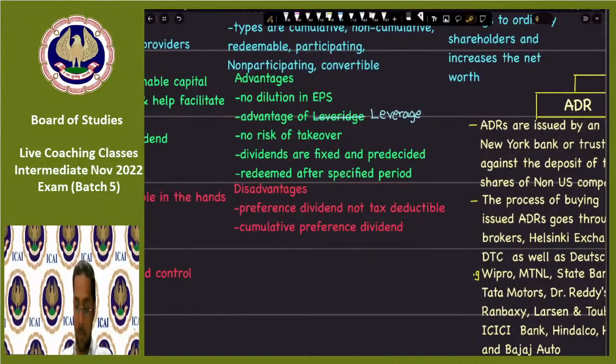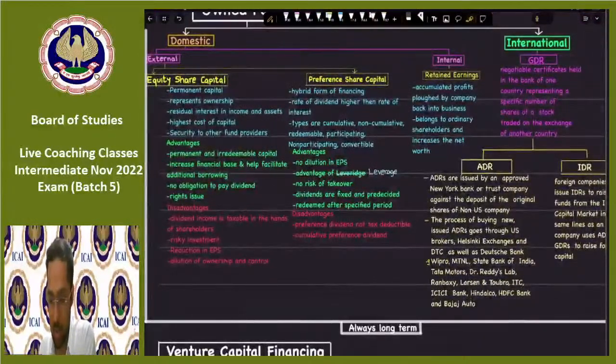Then in case of disadvantages, we can say cumulative preference share. Cumulative preference shares are very problematic for the company, because if this year I don't pay dividend, I still have the obligation to pay the dividend in the next year. Right. So that's a problem that we have with regards to cumulative preference shares. So that's a brief about the preference share capital.